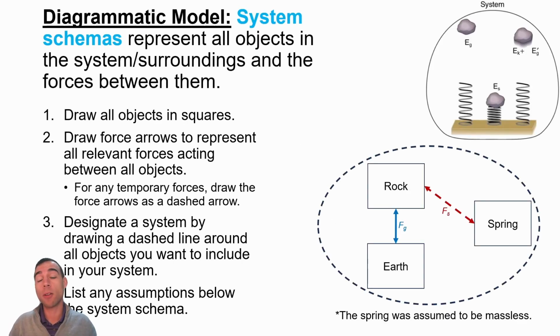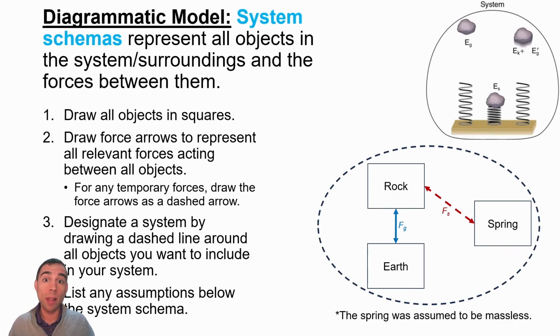Our final diagrammatic model for the energy unit is called a system schema, which will outline all of the objects that are relevant to the situation and all the forces acting between them. A system schema feels a lot like an interaction diagram. It's basically just an interaction diagram that's expanded to include multiple objects rather than just focusing on one object within your system. So if we think back to the example of the rock bouncing on the spring, we can draw a system schema for this situation, which will talk about all the objects and all of the forces that are relevant to the scenario. To draw a system schema, first you draw all of your objects in boxes. So I'm going to draw the rock, Earth, and the spring in a box.